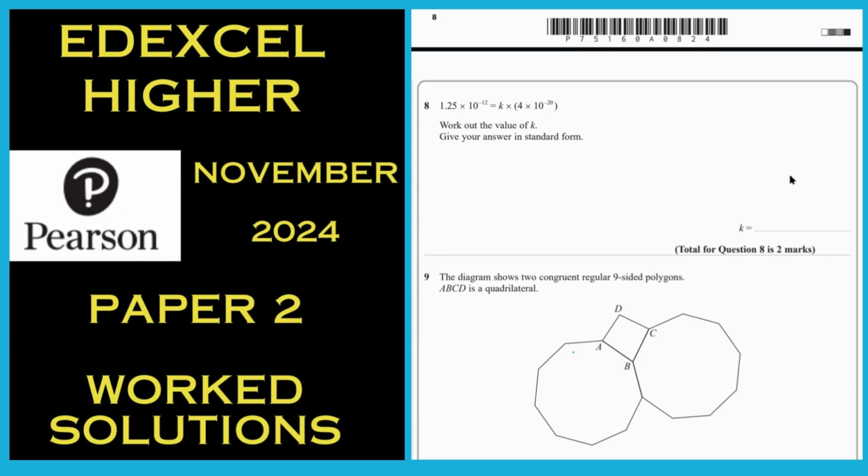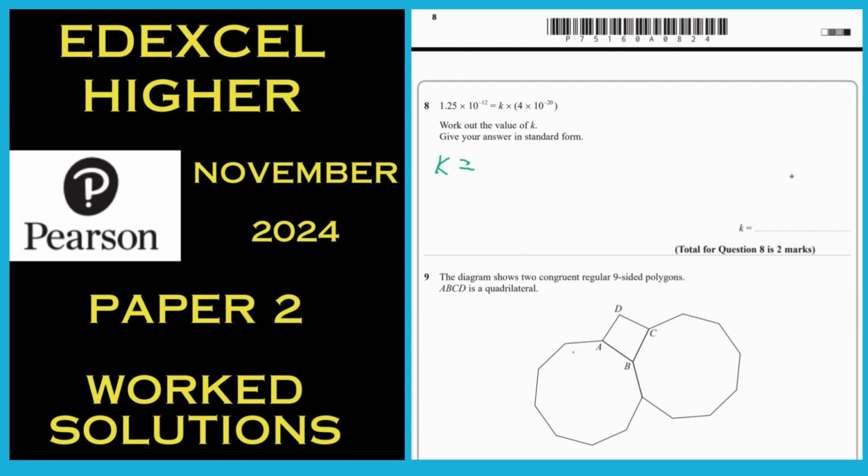Number 8, just worth taking a moment to remind ourselves that if 8 equals k times 4, your brain just tells you that k has the value of 2. But where did it work that out? You divide by the 4. And if that works for easy numbers, it's going to work for tricky numbers, even numbers in standard form.